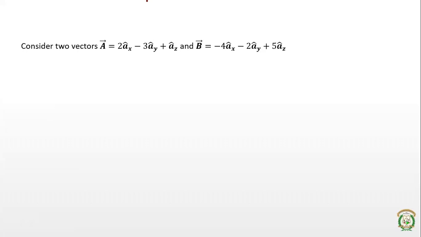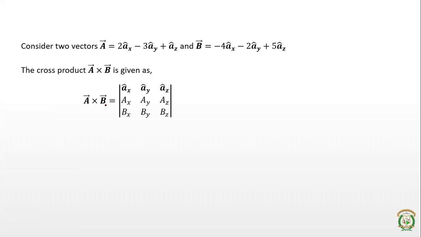You take the determinant and do it, a cross b. Okay, so a cross b is this particular thing. Now tell me, what is ax, ay, az?